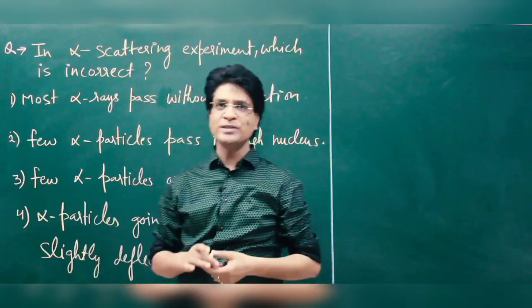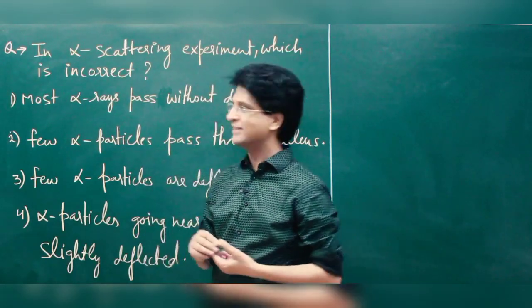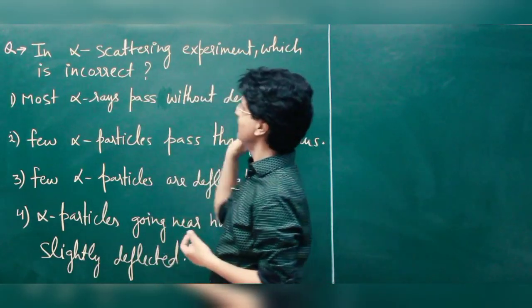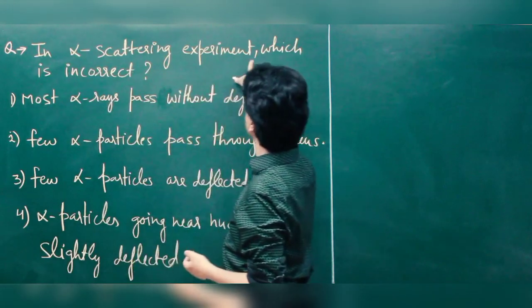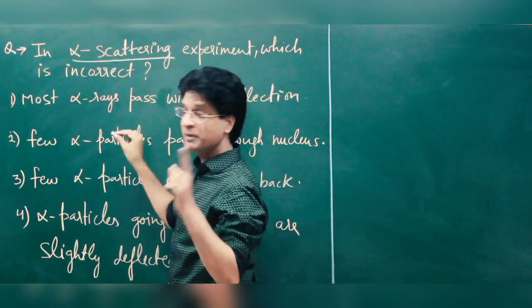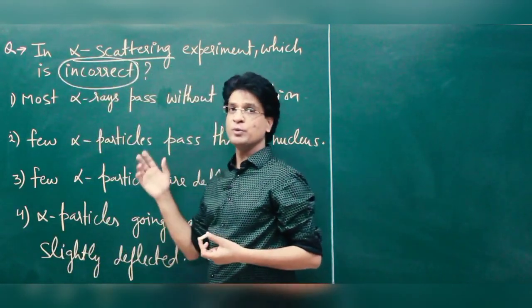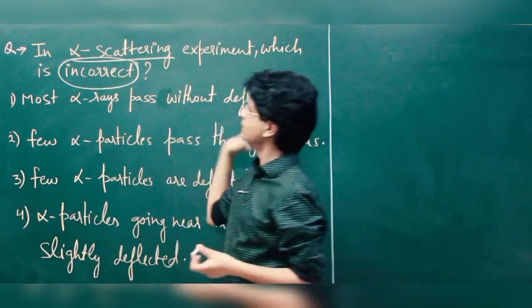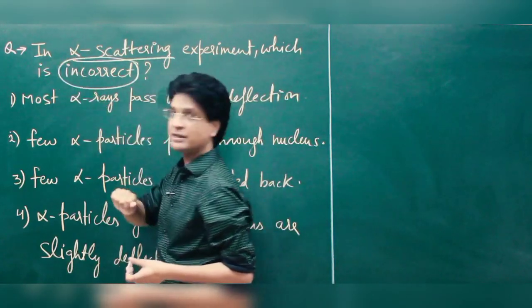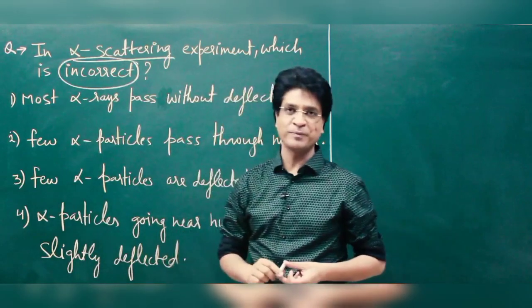Okay, so students, let's solve a question based on Rutherford's alpha scattering experiment. So this question is saying that in the alpha scattering experiment, which is incorrect. Remember that, which is incorrect, because I want you to focus more, because sometimes people read this as correct and they will mark a wrong option.